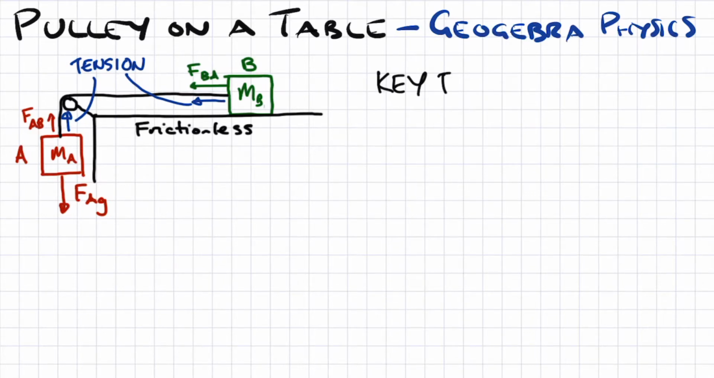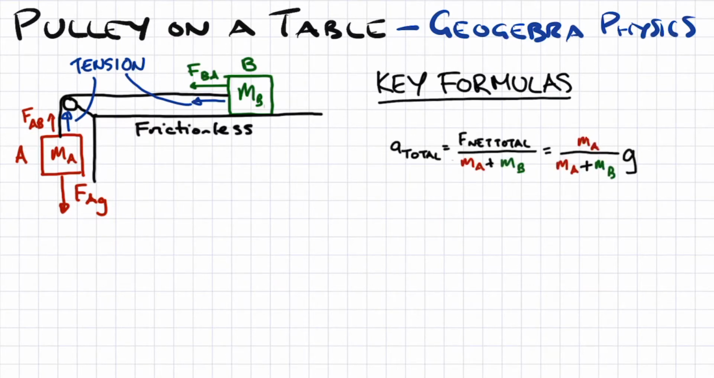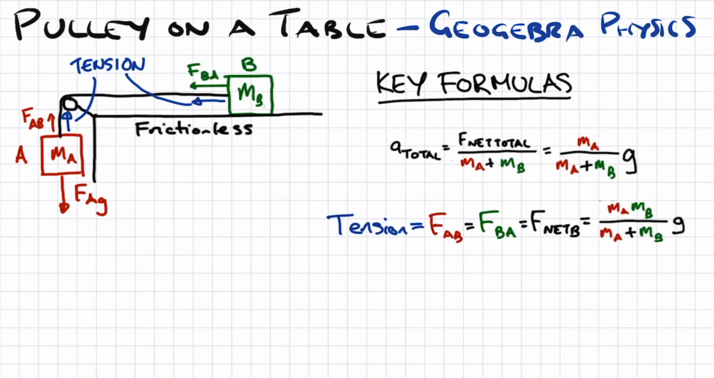Okay. I'm going to set you up with a few key formulas from last video. It's an important recap as to what happened in the last video. So the acceleration total on that whole system was just the mass of A on the sum of both masses times by the acceleration due to gravity.